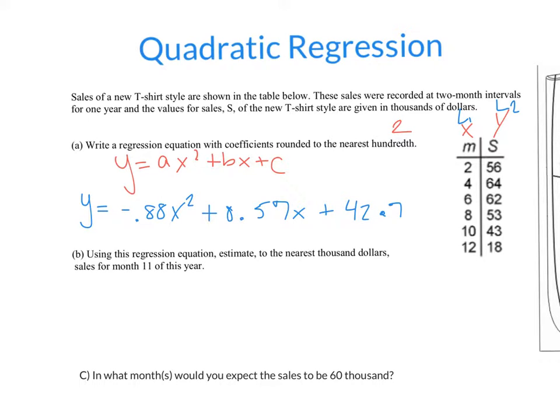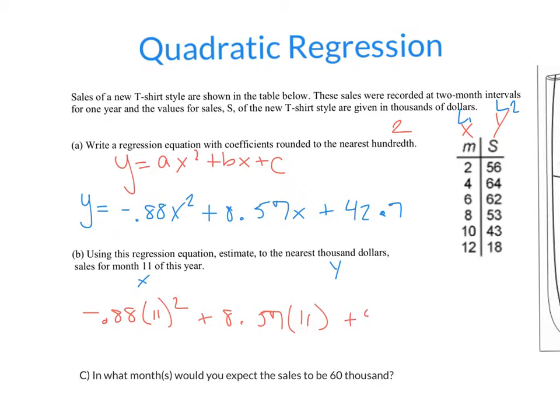Okay, then it says, using this regression equation, estimate to the nearest $1,000 the sales for month 11 of this year. X is the month 11, we're looking for Y. So I'm going to plug in 11 for X. So negative 0.88 times 11 squared plus 8.57 times 11.